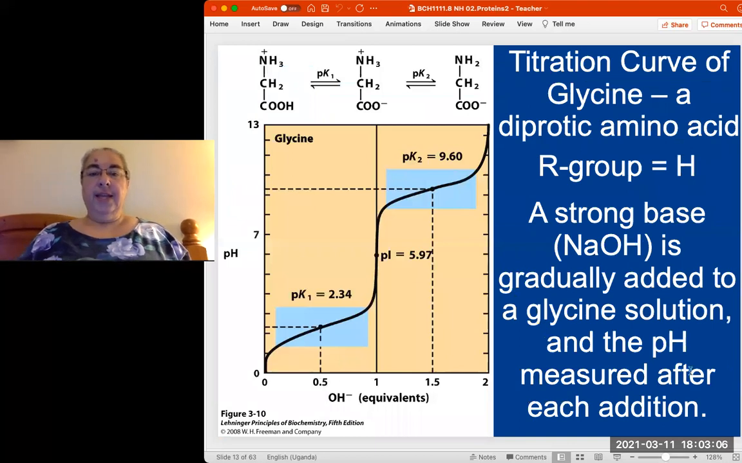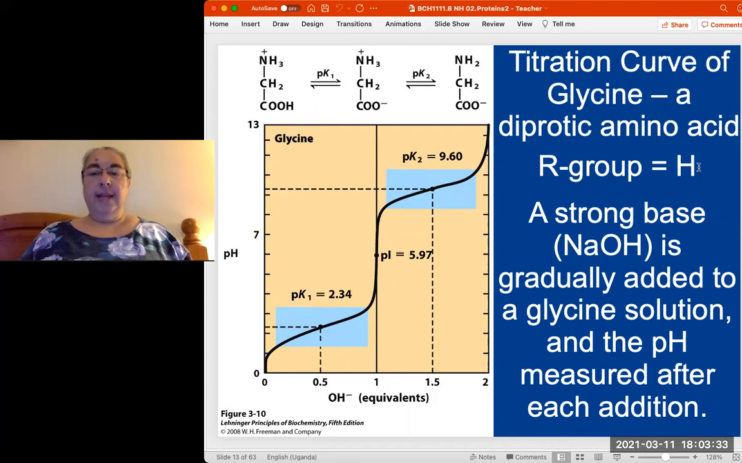Okay, so all amino acids can release two hydrogen ions, some can release 3. So here is a titration curve of an amino acid. This particular amino acid is glycine. So remember the structure of glycine, we looked at it last time. Glycine is the simplest amino acid. Its R group is a hydrogen atom, just a hydrogen by itself.